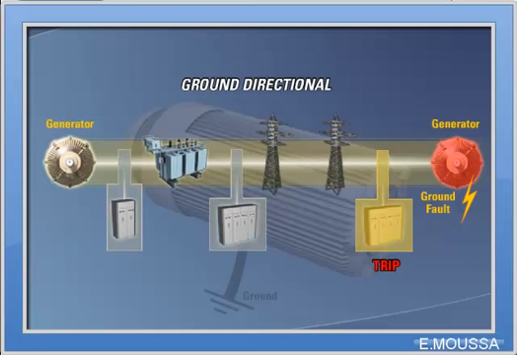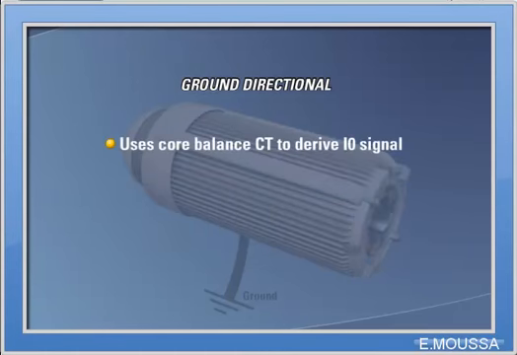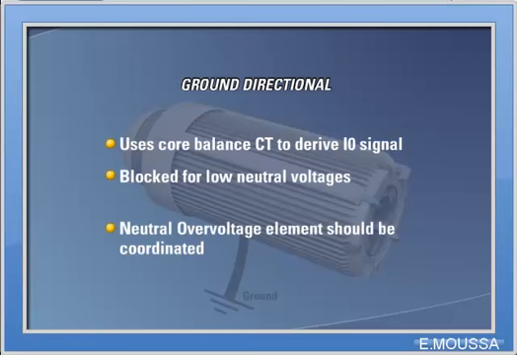This is to ensure that a faulty generator will be tripped before other protection elements trip the healthy generators operating in parallel. This element must use a core balanced CT to derive the I0 signal. Polarity is critical in this element. The protection element is blocked for low neutral voltages. If the ground directional element is enabled, the neutral overvoltage element should be coordinated with it. In cases of parallel generator grounds through the same point with individual ground switches, it is recommended to use a ground switch status function to prevent maloperation of the element.